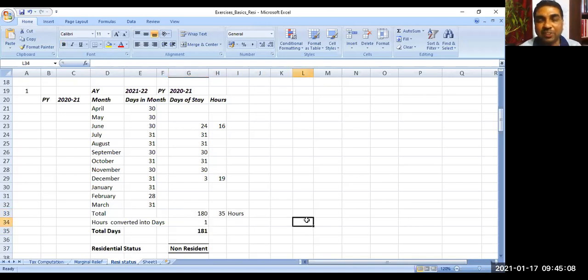So is he a resident or non-resident? Non-resident. All of you are agreeing? Yes, sir. Okay, here he will be non-resident. If time data is not available, then he is a resident. Did you understand? Yes, sir.